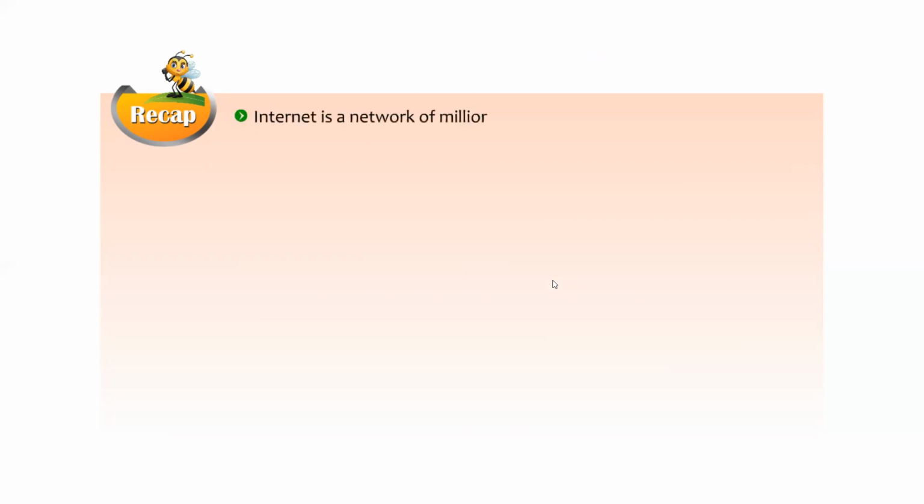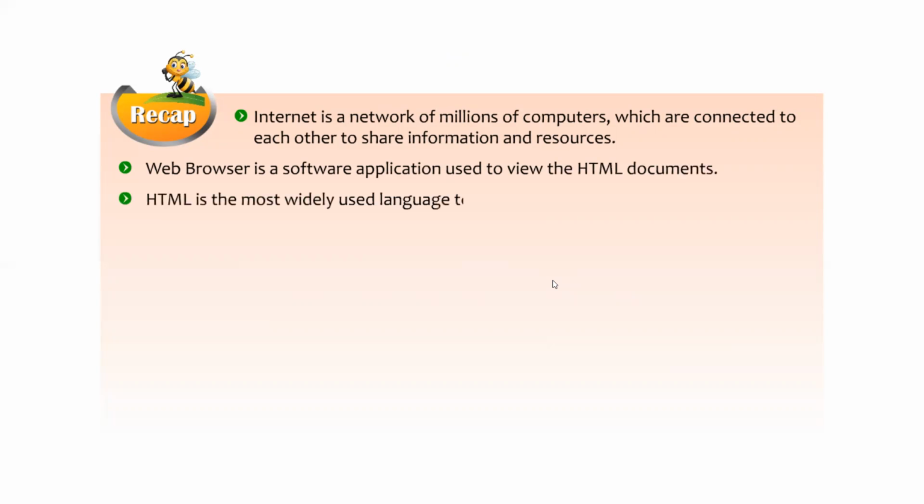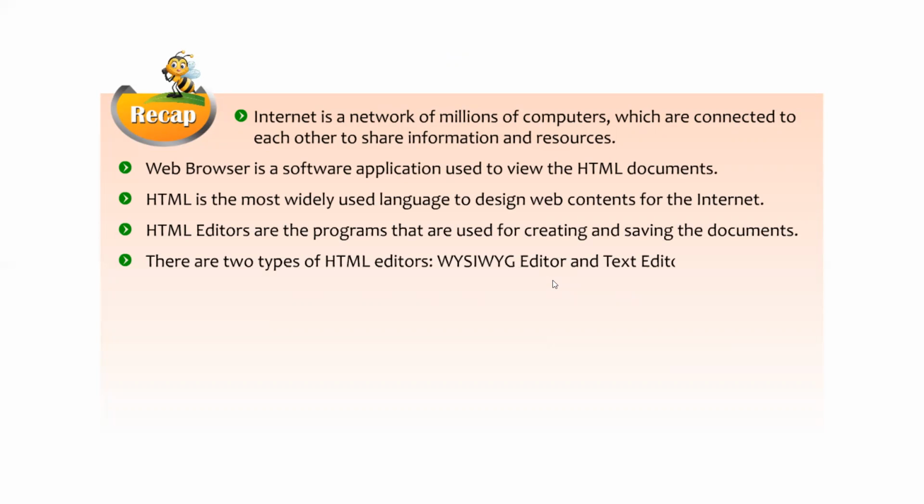Internet is a network of millions of computers which are connected to each other to share information and resources. Web browser is a software application used to view the HTML documents. HTML is the most widely used language to design web contents for the Internet. HTML editors are the programs that are used for creating and saving the documents. There are two types of HTML editors, WYSIWYG editor and text editor.